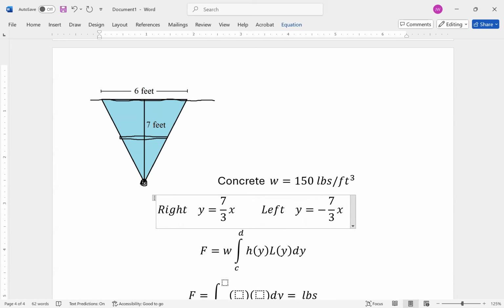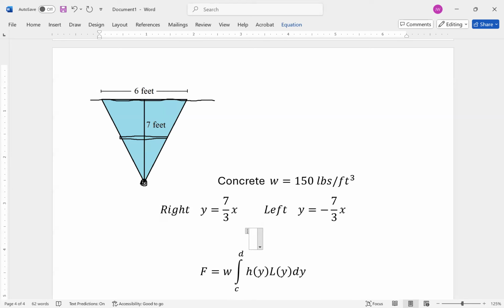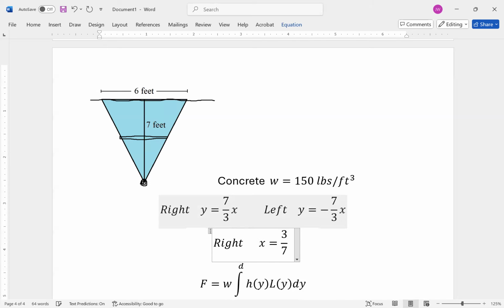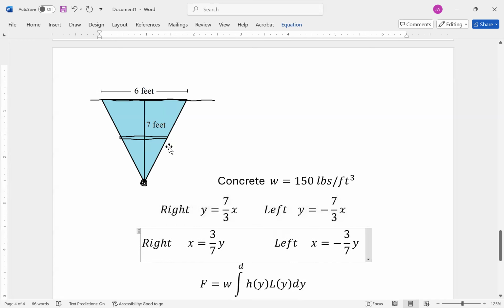I need to solve each of those for x, which is really easy if the line goes through the origin because I just have to multiply times the reciprocal. So solving for x, I get x is equal to 3/7 times y on the right-hand side. And on the left-hand side, solving for x, I get x is equal to negative 3/7 times y. So that's the right-hand side and the left-hand side of my rectangle.